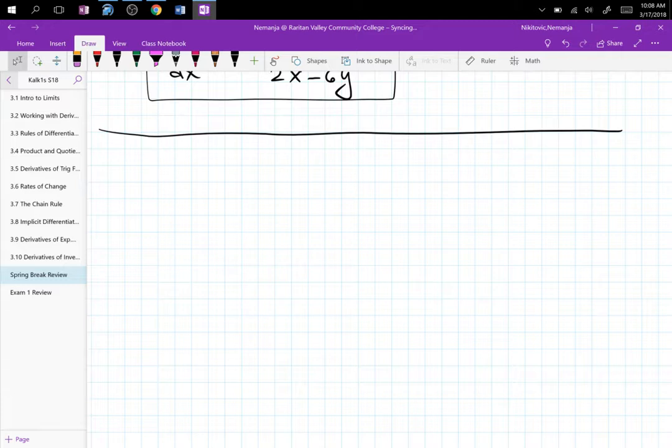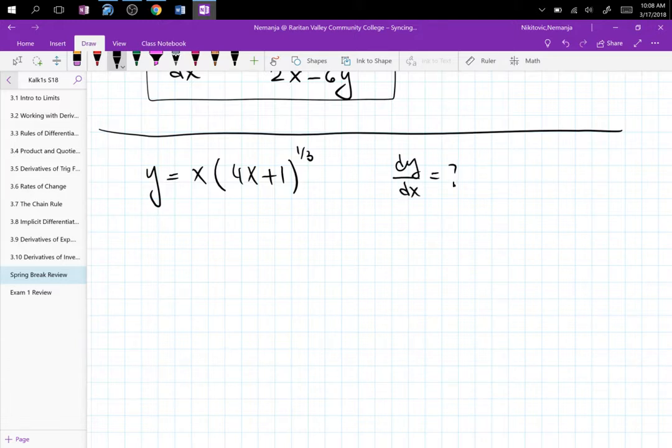Y equals x, open parentheses, 4x plus 1, and it's 1 over 3 exponent. Right. And we're supposed to take the derivative. Okay, good. So we're looking for dy dx. Great. What do we have? We have a product rule and a chain rule.